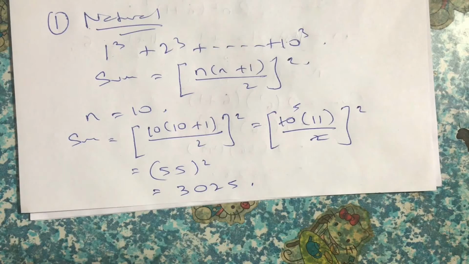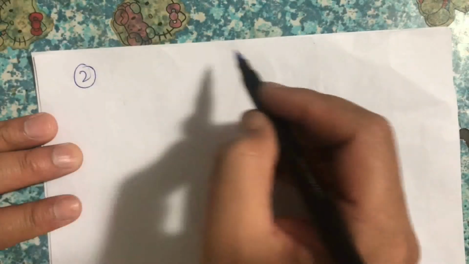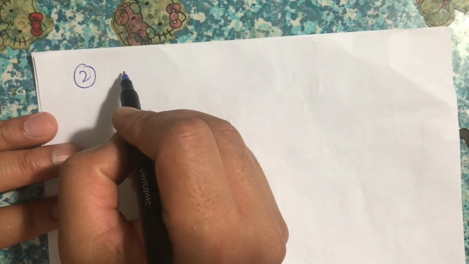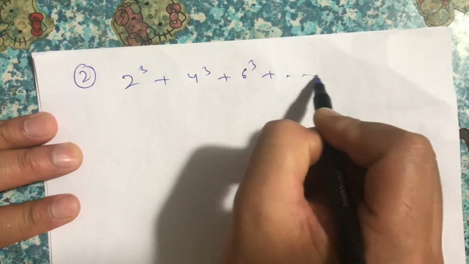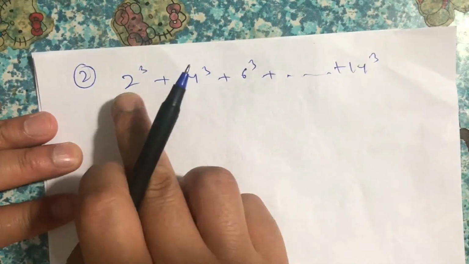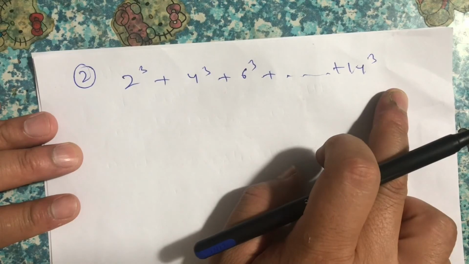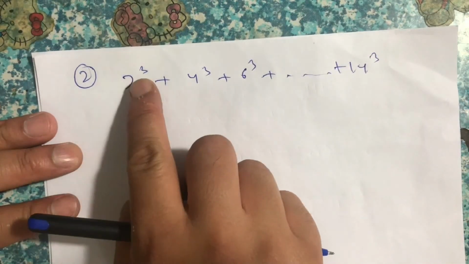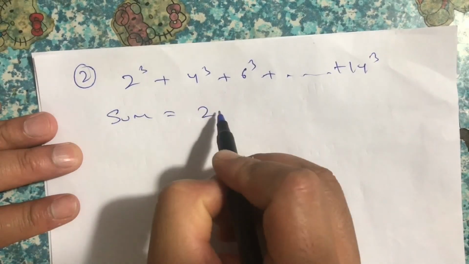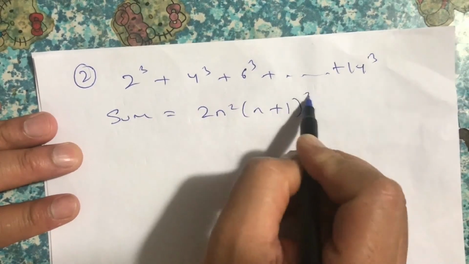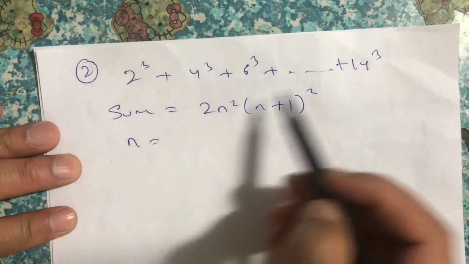That's quite simple, provided I know my formula. Now we move on to even numbers. Number 2: it's still your cube, but now we have even numbers. Let me give you an example: 2 cube plus 4 cube plus 6 cube plus dot dot dot plus 14 cube. So we have all even numbers, like the previous ones, but now with a cube. The formula for the sum is 2 n squared, into n plus 1, whole squared. First we find n. What is n? It's 14.